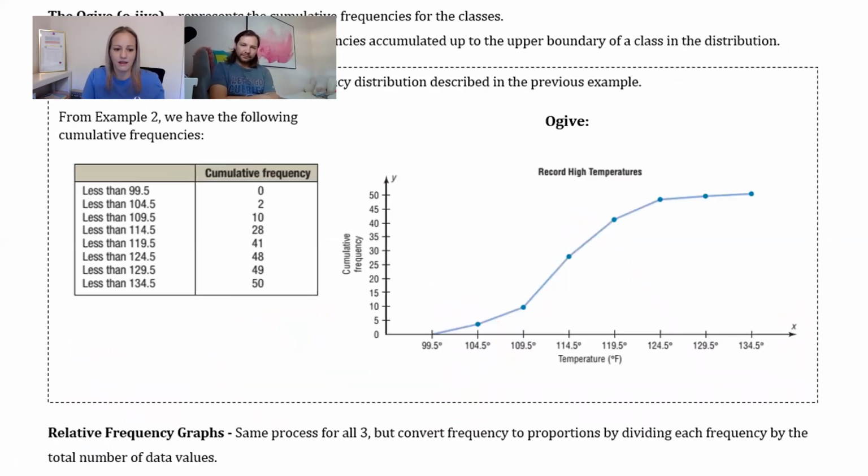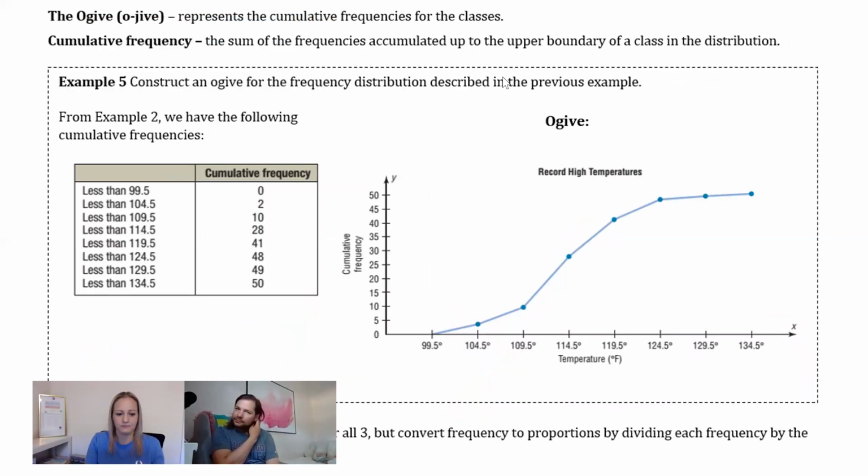And then there's one other graph, and it's called an ogive. It's used whenever you want to represent the cumulative frequencies for the classes. We talked about the cumulative frequency distributions. That's just the sum of the frequencies accumulated up to the upper boundary of a class in the distribution. So this was that table that Dr. Insko talked about on a previous page.